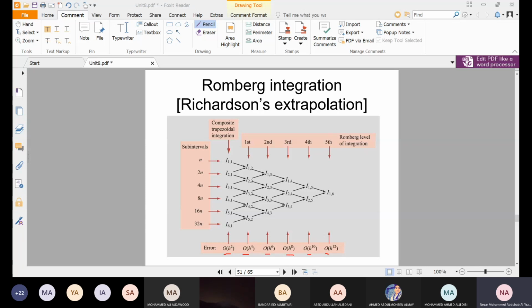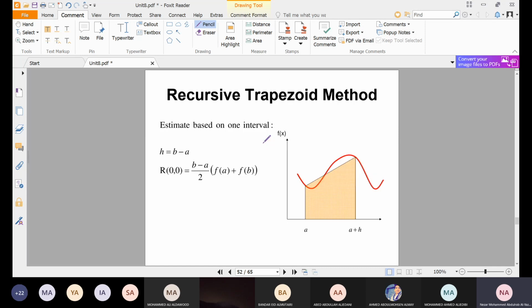Okay, so let's talk about the trapezoid rule in recursive terms. If we want to do Romberg integration as a recursive algorithm, how can we use the trapezoid rule recursively? What is the recursive version of the trapezoid rule? We call this form the recursive trapezoid method.